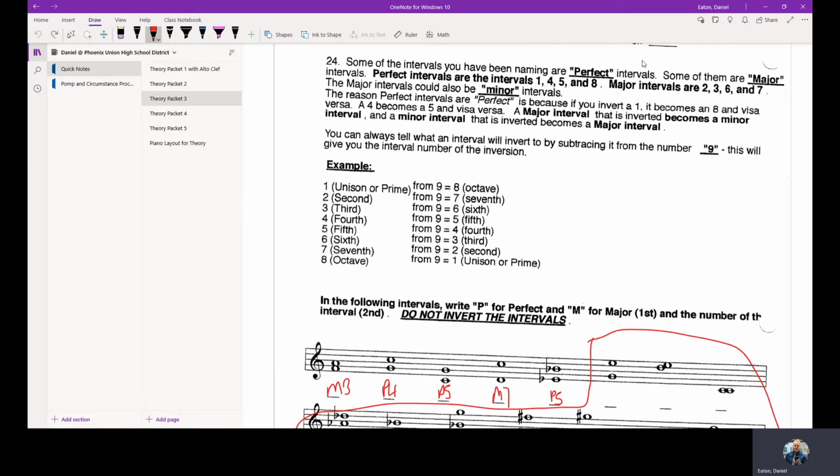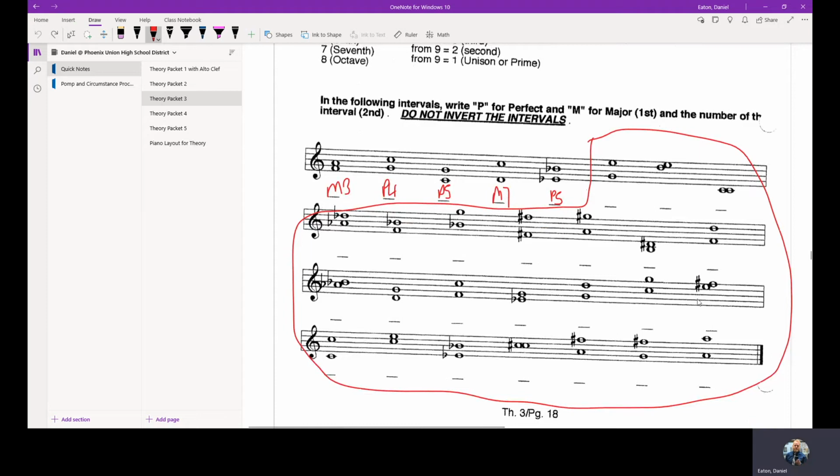I would definitely pause the screen, read through this to make sure you're comfortable with it. Here's how you actually do it here. Again, you're looking for the ballpark interval. So in this instance right here, let's do this one. This is my 1st, 2nd, 3rd, 4th, 5th, 6th. So this is going to be some type of 6th. Now I just need to figure out whether it's in the key signature.